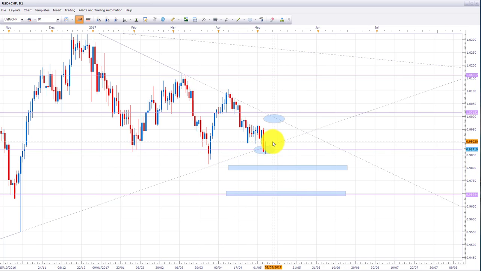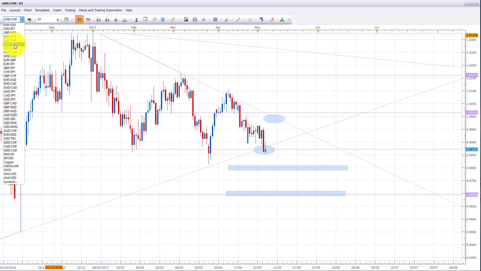If we get a bounce back inside the wedge, then I would expect this to potentially come up and test the top of the wedge here around the 1.000 psychological area, and also the top of the wedge up here. So that's where I'm looking to the upside, and to the downside we're looking at the 0.98 psychological level.